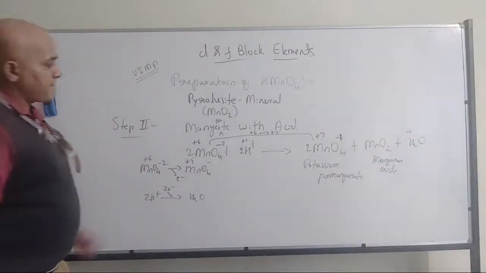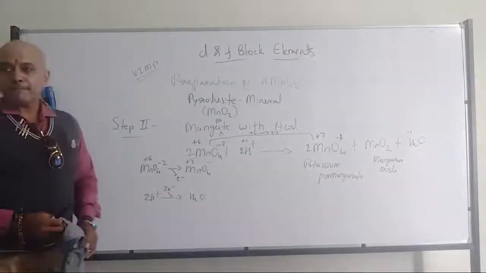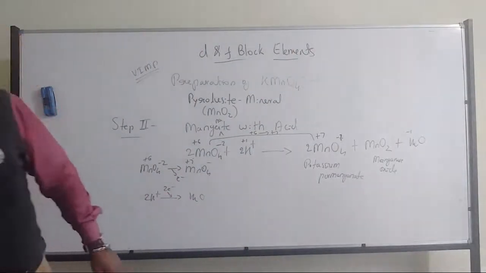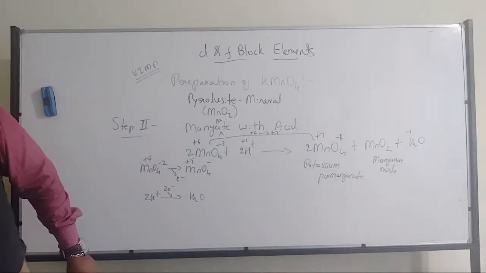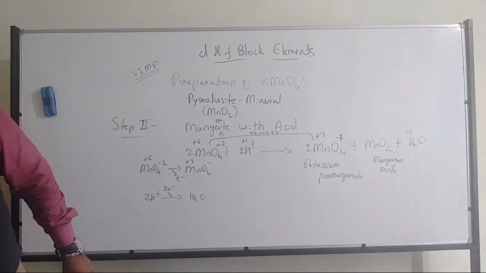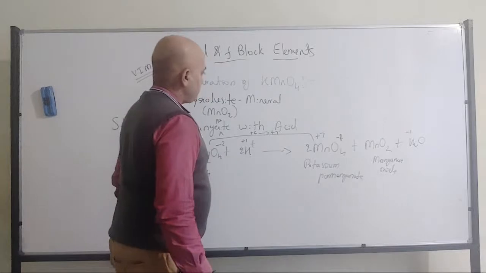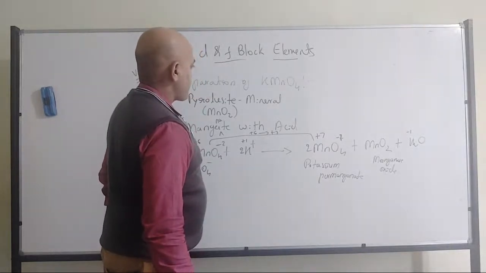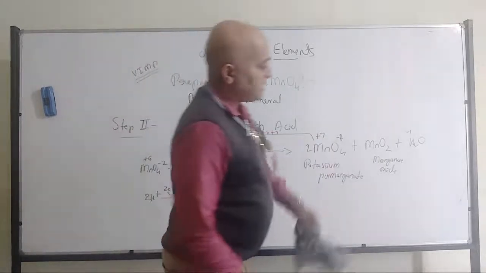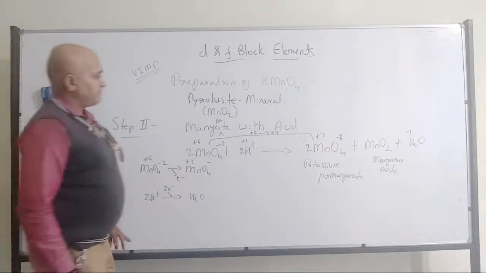Sir, this reaction is... Where is it? It's sulfuric acid. No, no. 2H plus, in general condition, if you take, it's not possible. If I take sulfuric acid, then manganese oxide will become manganese sulfate, manganese oxide plus potassium sulfate.